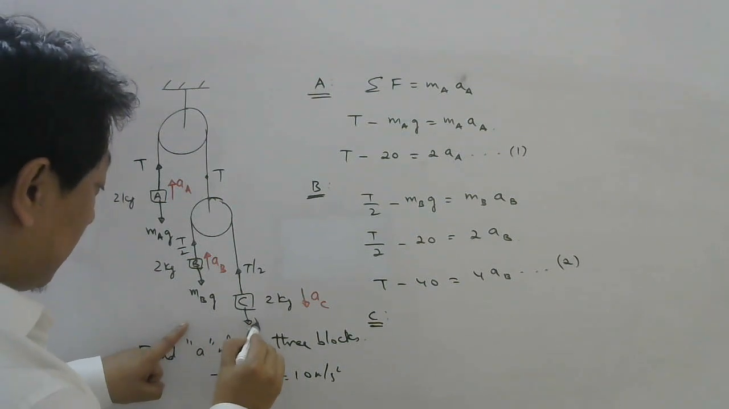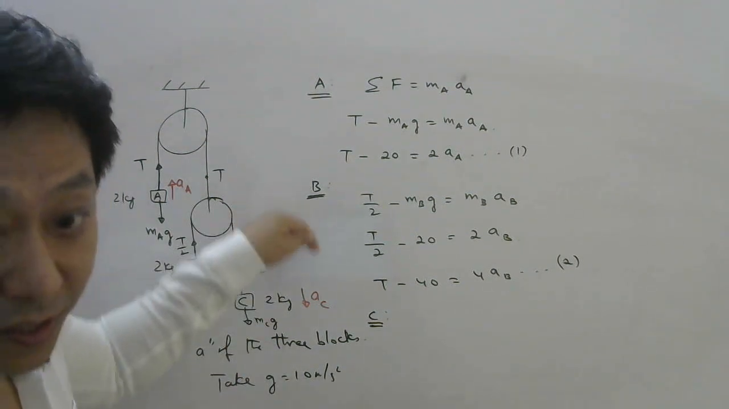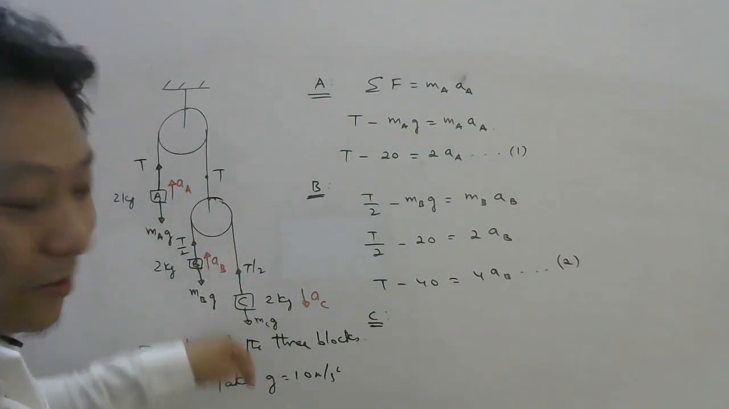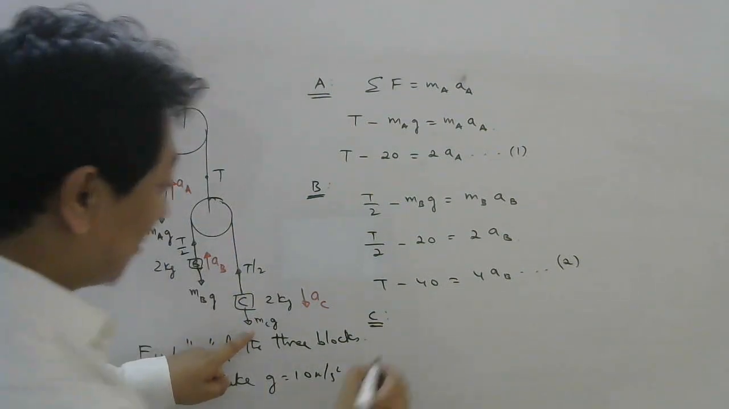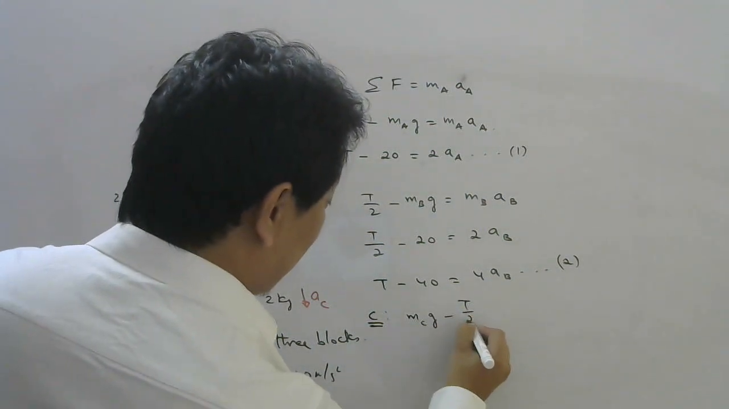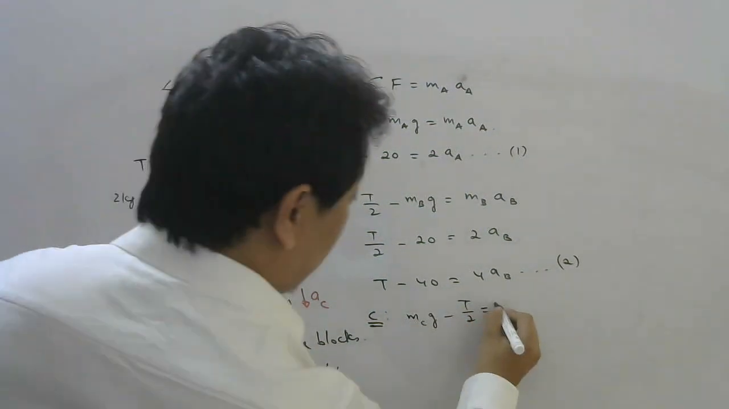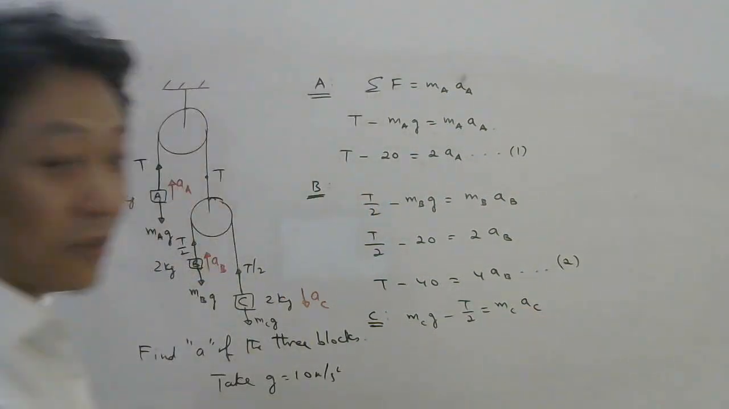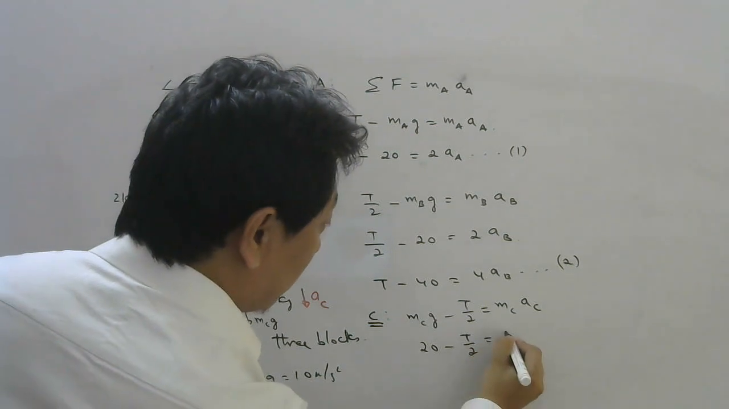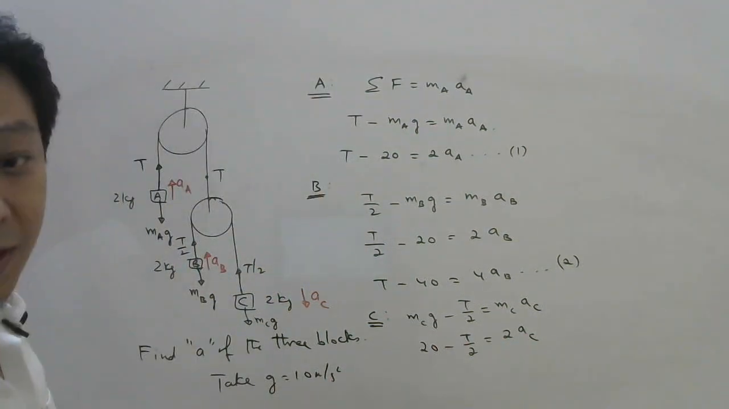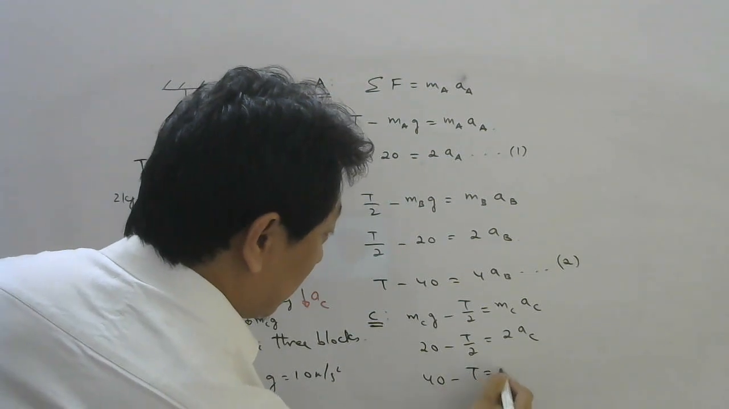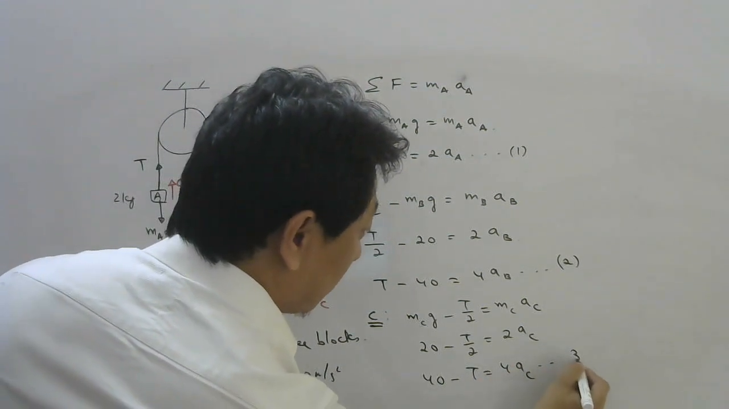But for system C, remember I have assumed acceleration down. So mCg, the gravitational force, should be more than the tension. So mass into g, weight, minus tension, T by 2 should be equal to mass of C into acceleration of C. So 20 minus T by 2 equal to 2AC. Let's do the same thing, multiply with 2, so 40 minus T equal to 4AC.